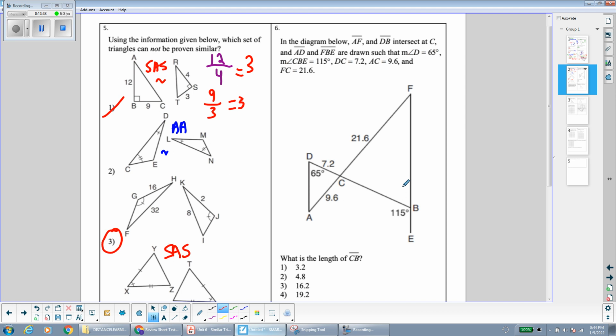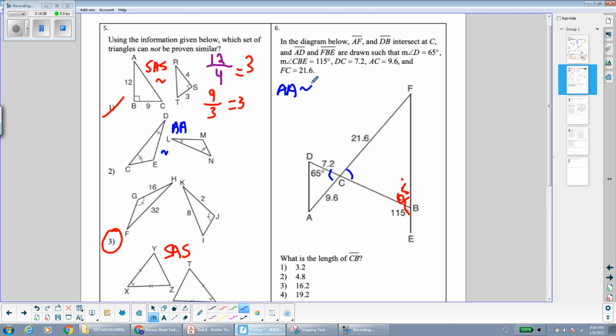So I already see this 115-degree angle. I can find what the angle is next to it. 180 minus 115 gives me 65. So I see here we have a pair of congruent corresponding angles in the 2 triangles. And I also see vertical angles, which is a second pair of congruent corresponding angles. So already I see that the small triangle and the big triangle here are similar by AA.